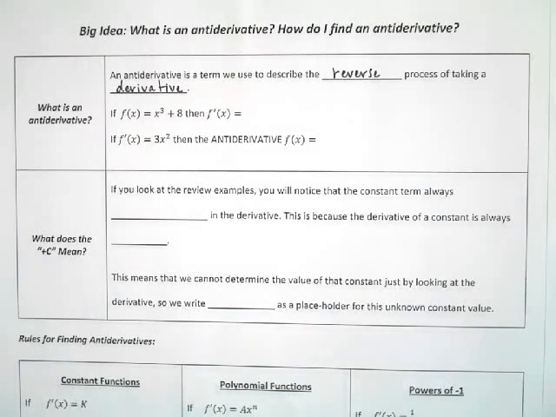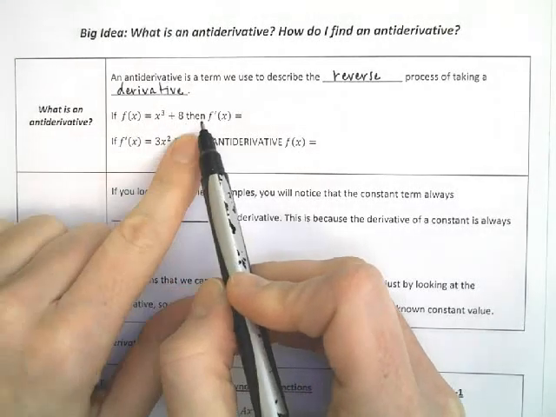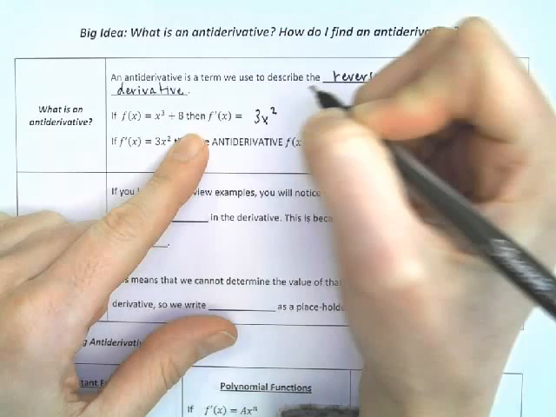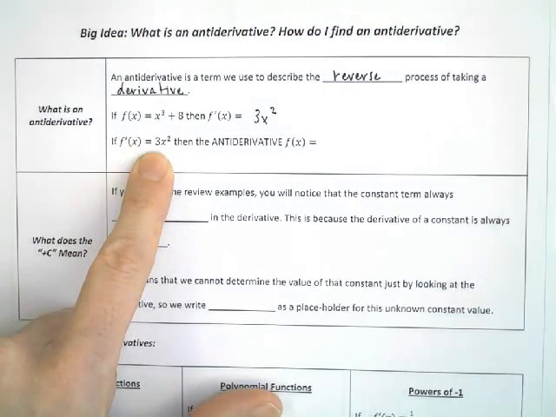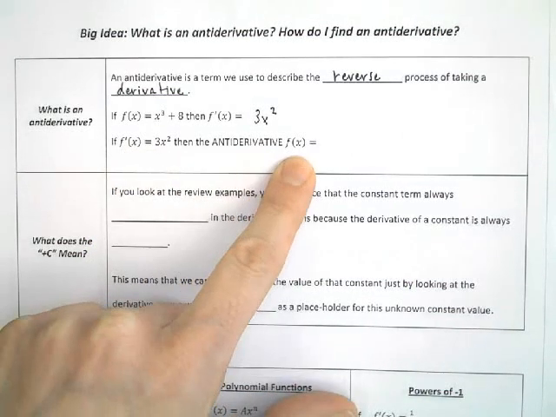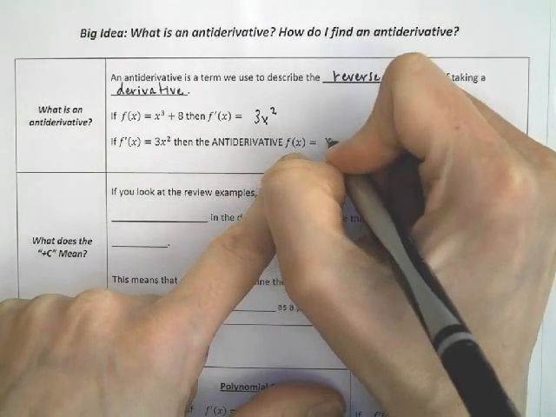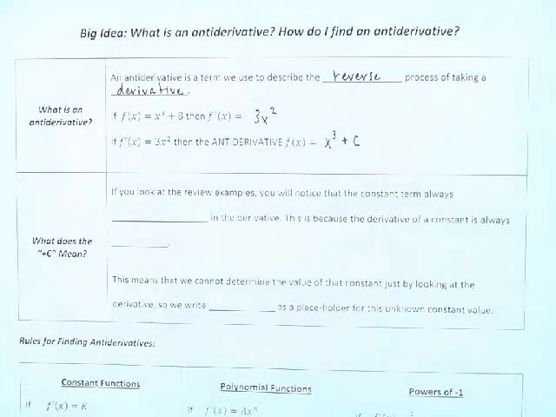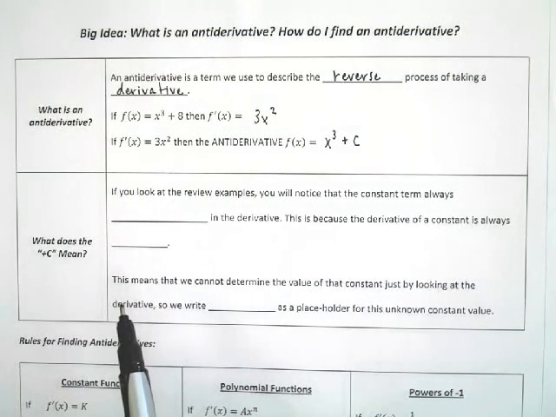Now, you worked through this a bit in your investigation today. So the idea here, let's go through this. It says if f of x equals x cubed plus 8, then f prime of x, we would use the power rule, is 3x squared. Now, if f prime of x equals 3x squared, then the antiderivative f of x, and again, this is what you probably saw in that investigation, is x cubed, but I have to put a plus c to represent the constant that was in my original function.